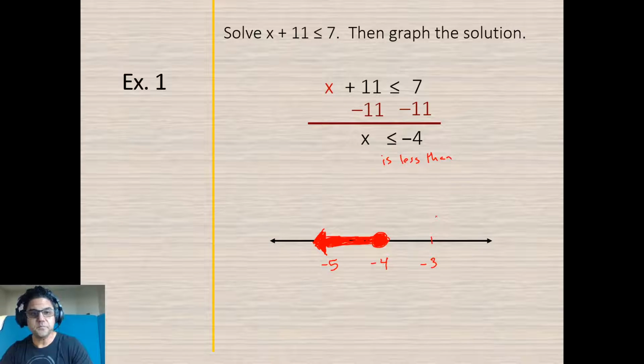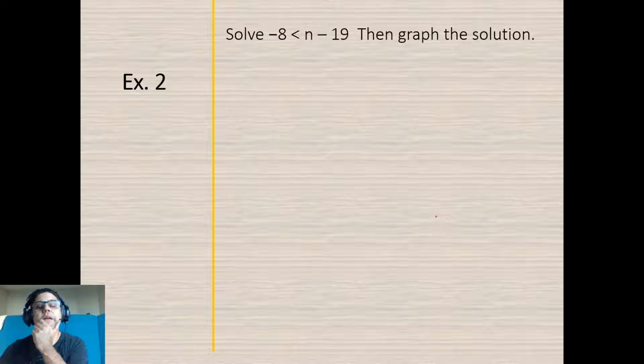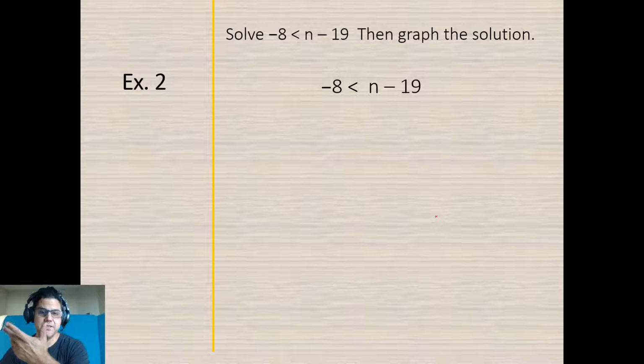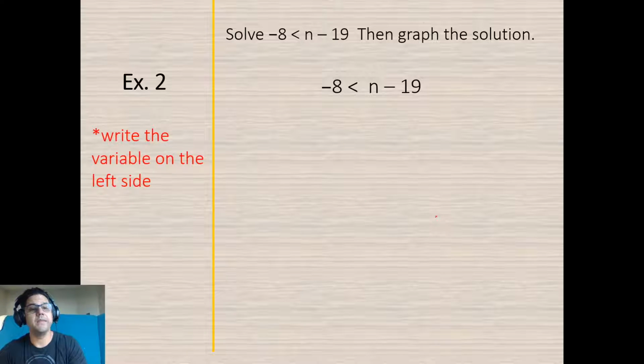Perfect. All right. Ooh, this one's going to be very interesting because if you notice, our variable is not on the left side. So in order to solve this one, I'm going to ask my students to fix it now instead of fixing it later. Because again, we ultimately want the variable on the left side. So if I do that, n subtract 19 will no longer be on the right side, it'll be on the left side. And -8 will be on the right side.